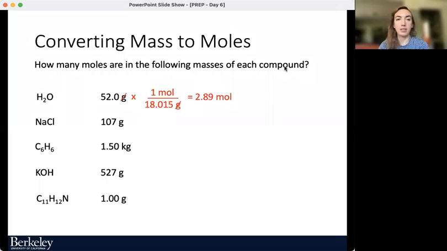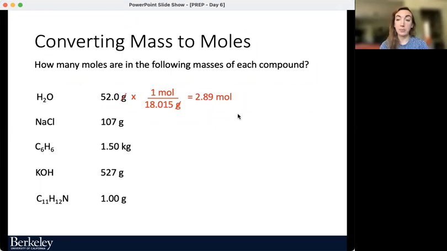Just give it 30 seconds for people to cycle back in. Okay, I think everybody's back.